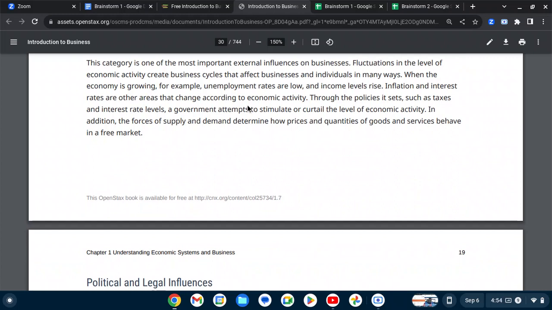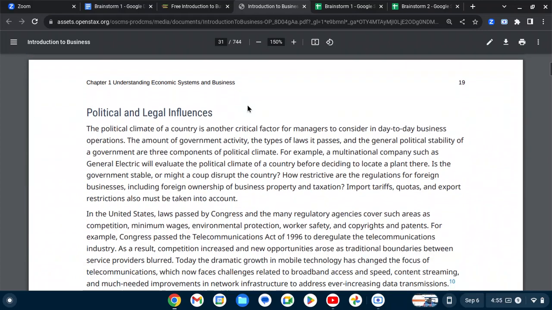Through the policies it sets, such as taxes and interest rate levels, a government attempts to stimulate or curtail the level of economic activity. In addition, the forces of supply and demand determine how prices and quantities of goods and services behave in a free market.